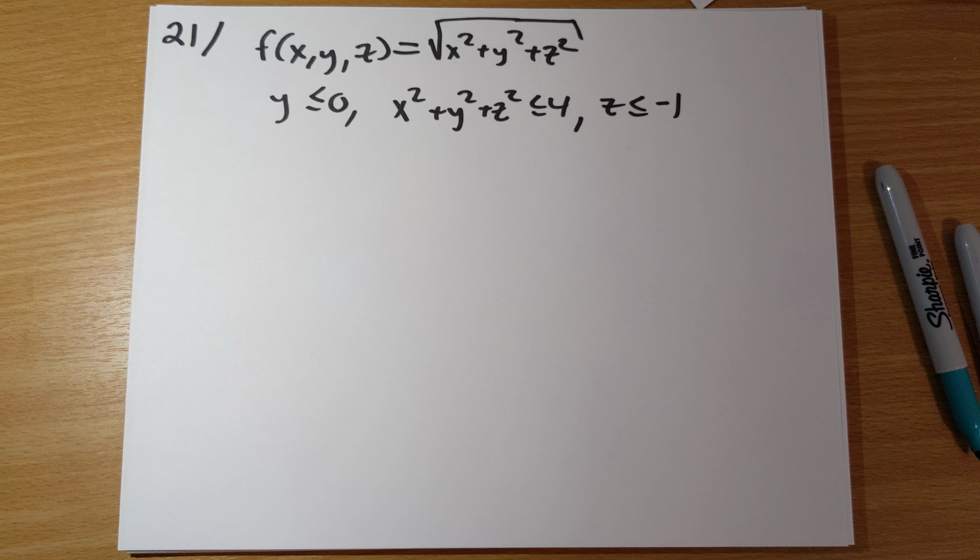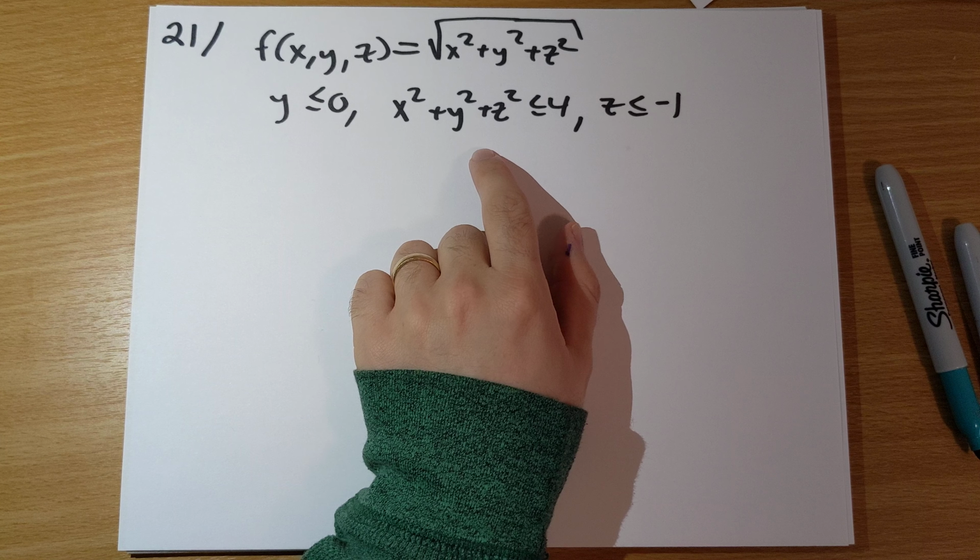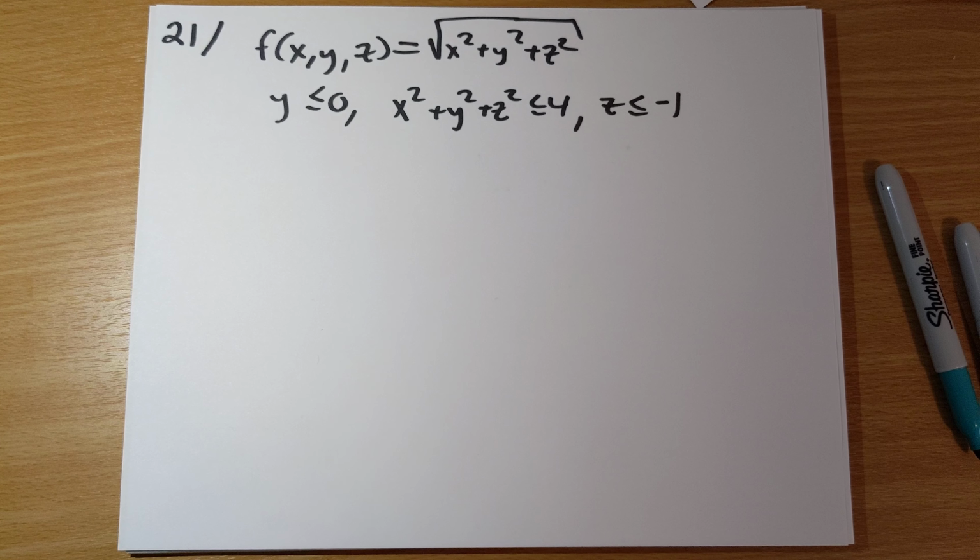Problem number 21. F of x, y, z is the square root of x squared plus y squared plus z squared. We want to integrate this function over the region with y less than or equal to 0, x squared plus y squared plus z squared less than or equal to 4, and z less than or equal to -1. We want to do this using spherical coordinates.